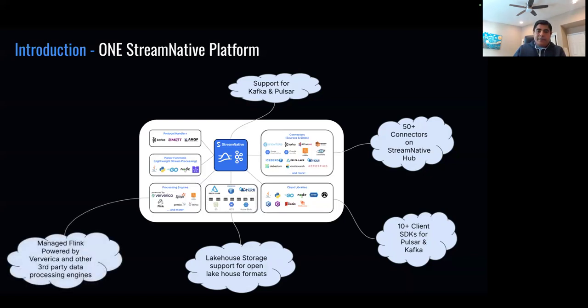In terms of the processing engines, we support a whole bunch through different types of integrations and connectors, but I think the core part of today's session is going to focus a lot more on managed Flink, which is powered via Ververica, and that's what we are here to talk about, right?